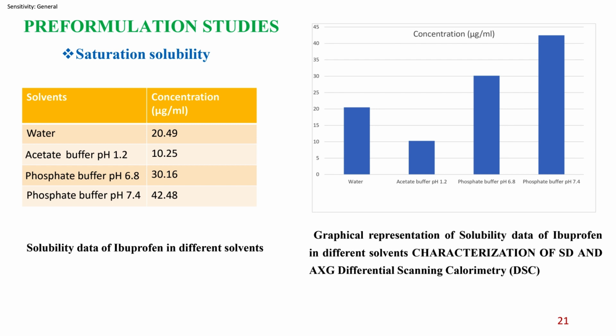These are the formulation studies, and this is the second formulation study, which is saturation stability. The solvents which we took were water, with a concentration of 20.49, then acetate buffer, with a concentration of 10.25, then phosphate buffer, with a concentration of 30.16, and lastly phosphate buffer, with a concentration of 42.48. This is mainly the graphical representation of solubility data of ibuprofen, by using a DSC, that is, a differential scanning calorimeter.